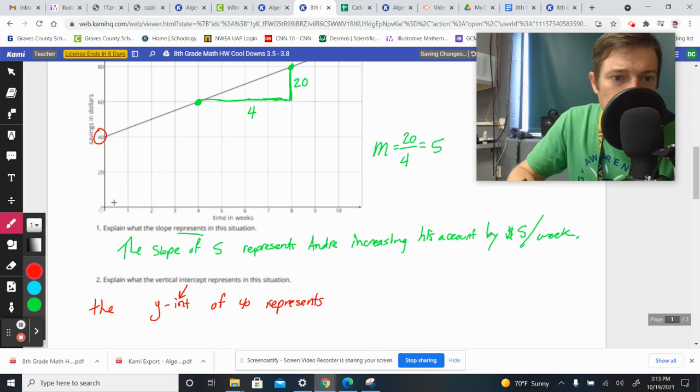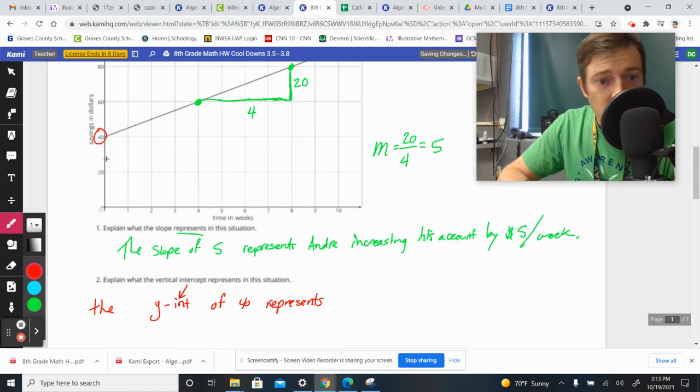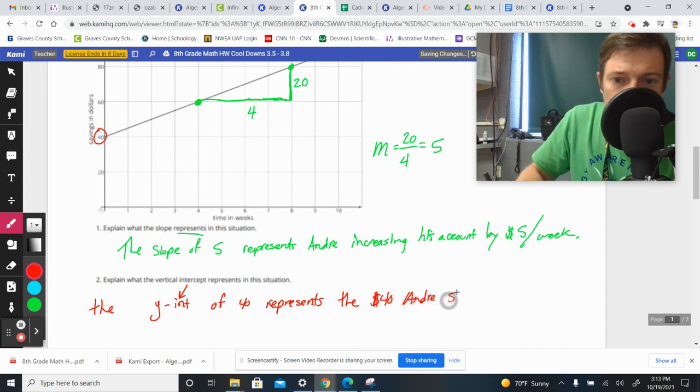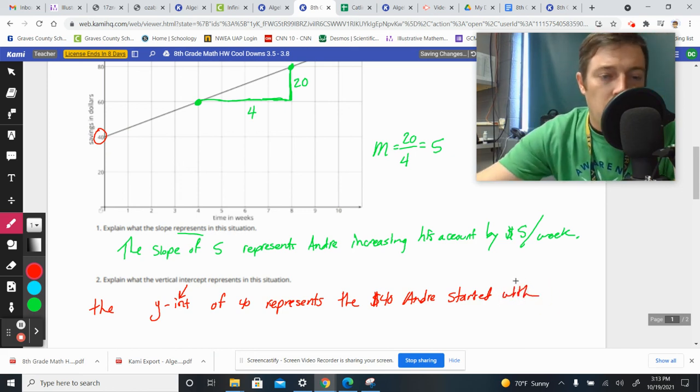In 0 weeks of time, he has $40 in his savings account. So he hasn't had the opportunity to add $5 a week. He just started with $40 in there to begin with. So the y-intercept of 40 represents the $40 Andre started with. Something along those lines. And that is your cool down for today on lesson 6.